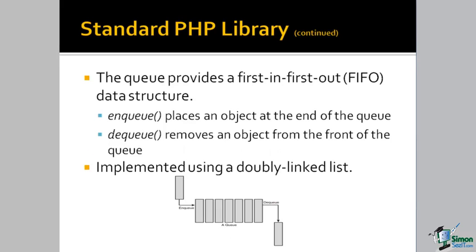A queue is a FIFO data structure, a first in, first out data structure, like standing in line for a movie. We get in line and we come out of the line in the order in which we entered the line. When we put an object in a queue, that insertion is done at the end of the queue, and we say we are enqueuing an object. When we remove an object from a queue, that object is removed from the front of the queue, and we say that we are dequeuing the object. And again, the queue is implemented using a doubly linked list.